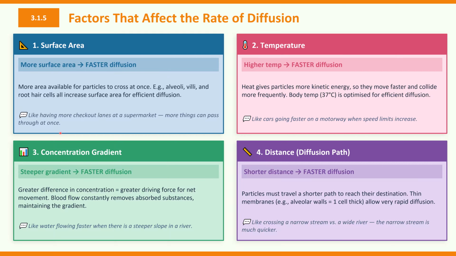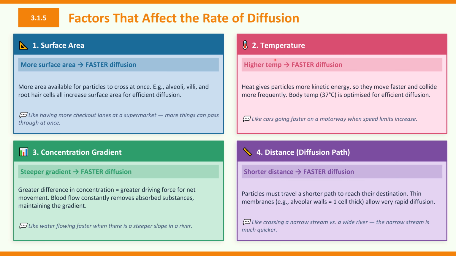The first factor is surface area. The rule here is simple: more surface area equals faster diffusion. Think of it like a supermarket. If you have 10 checkout lanes open instead of just one, more people can pass through at the same time. This is exactly why structures like alveoli in the lungs, villi in the small intestine, and root hair cells in plants are shaped the way they are. They maximize the space available for particles to cross.